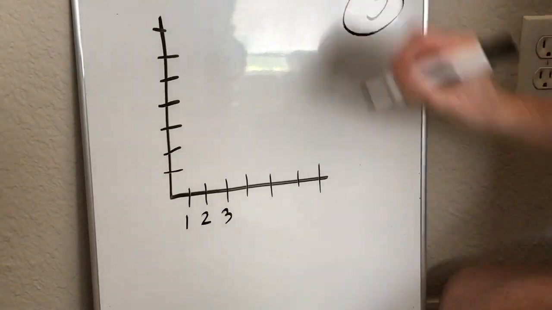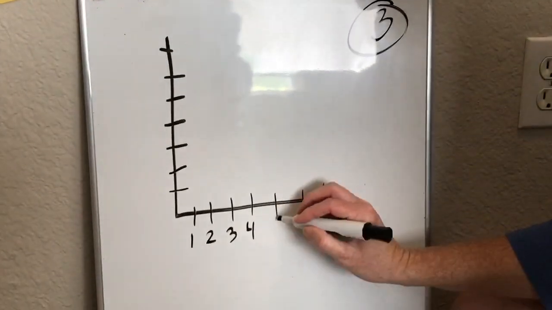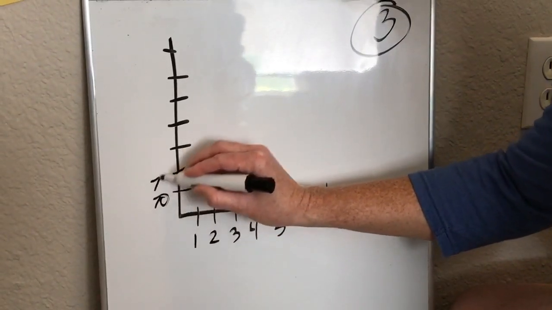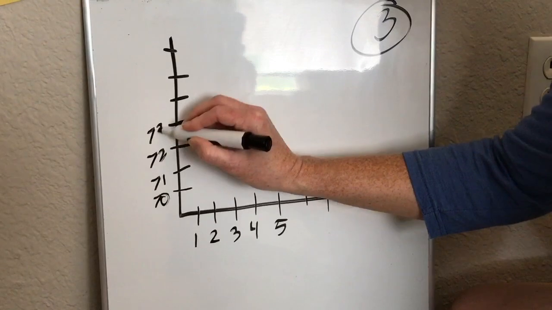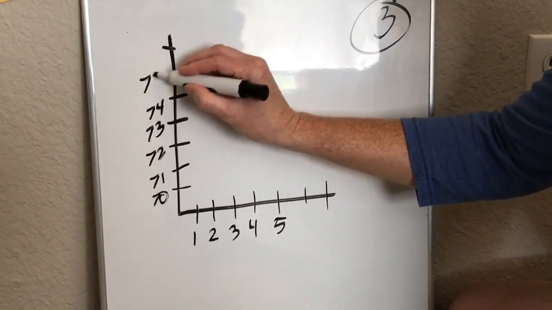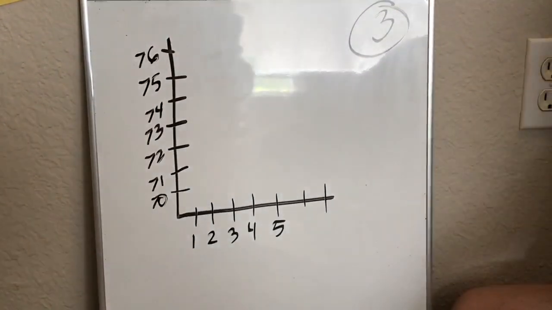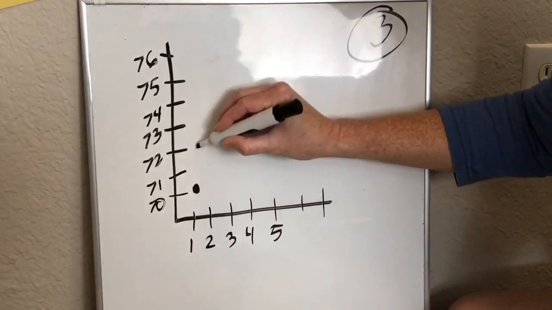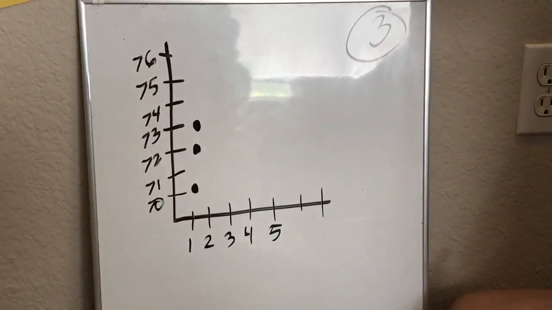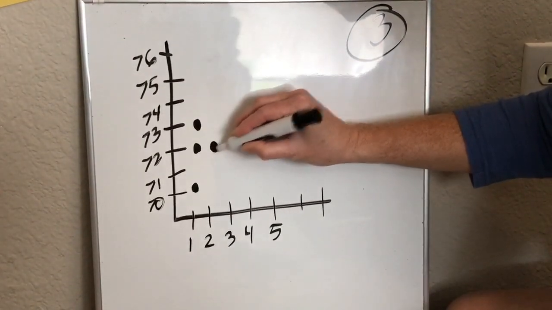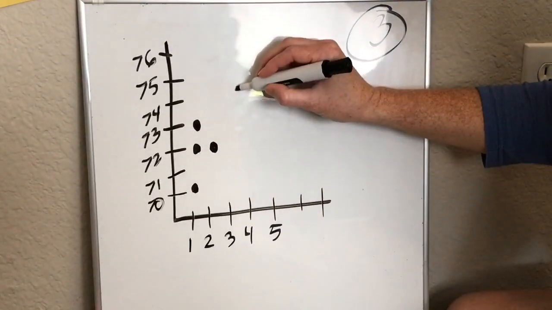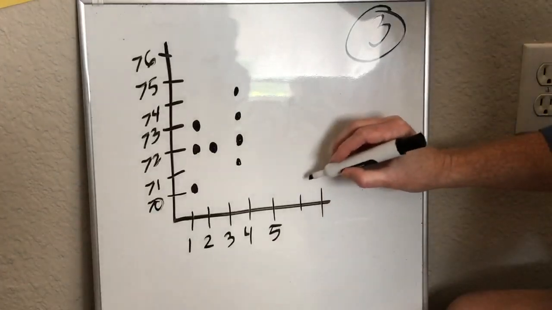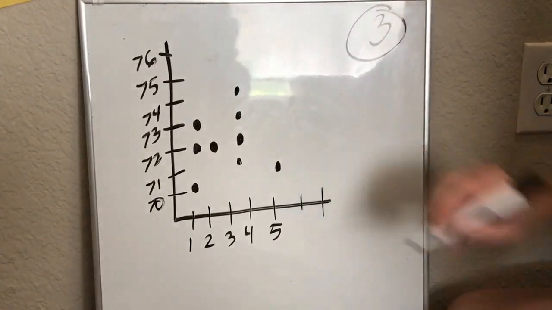Speaking of 3, this is problem number 3. Day 4, day 5. And the temperature that the student was recording, 70, 71, 72, 73, 74. So this student was taking temperatures all throughout the day. On day 1, they recorded it 3 times. On day 2, they recorded it once. On day 3, they recorded it 4 times. They completely forgot on day 4, and then day 5 they came back.